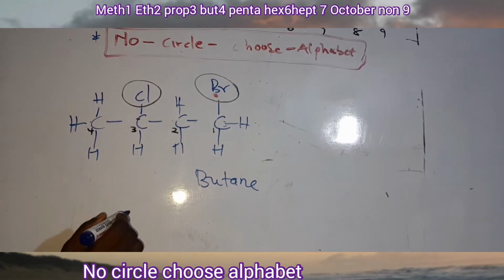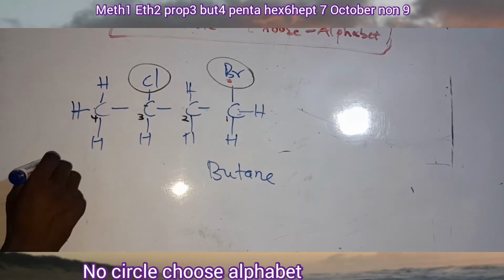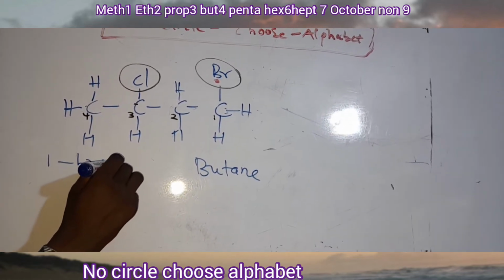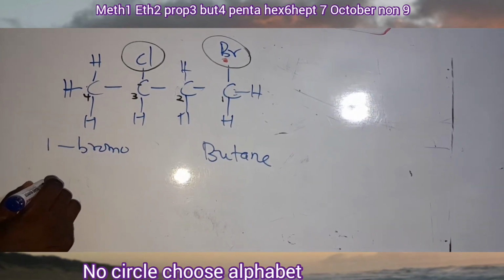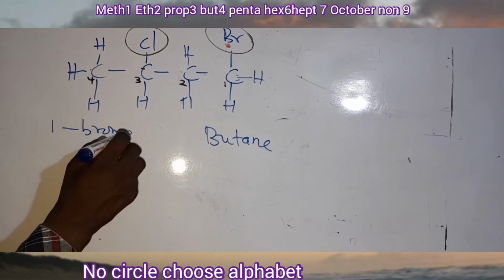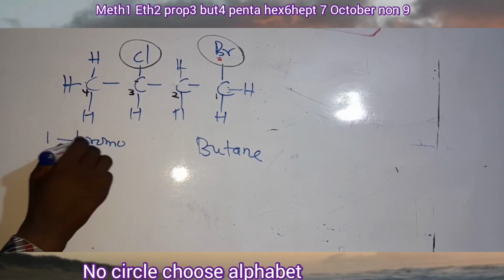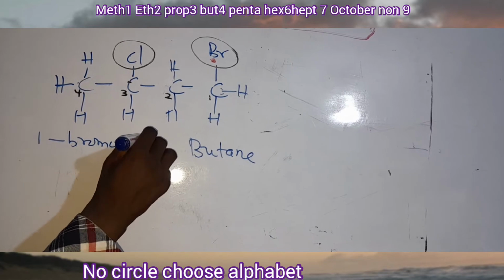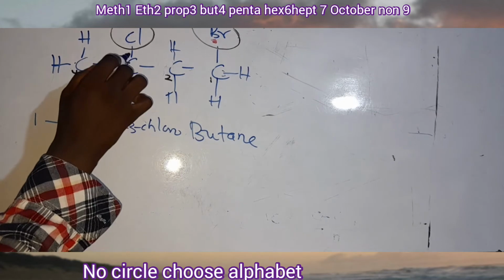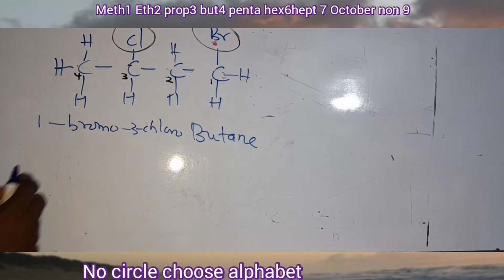Now if you are going to label, in alphabetical order, B will come before C. So B is on number 1. So you write 1, and if it's B, I call it bromo, right? Bromine becomes bromo. 1-bromo, because it's on number 1. Then chlorine is on number what? Number 3. So 1-bromo, 3-chlorobutane. Have you seen it? 1-bromo, like bromine is on number 1, 3-chlorobutane. Let's take other examples as well.